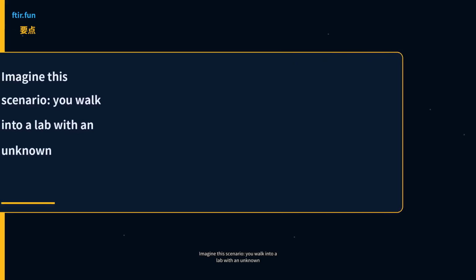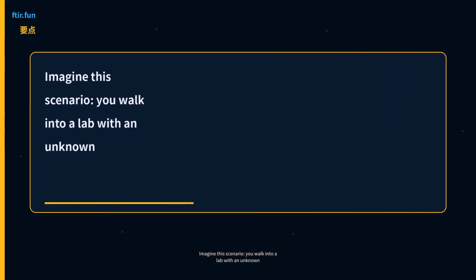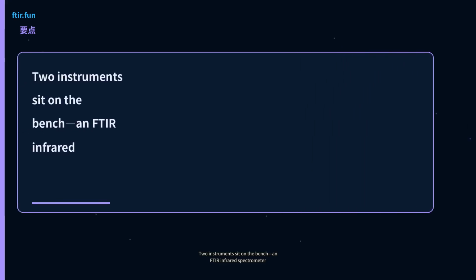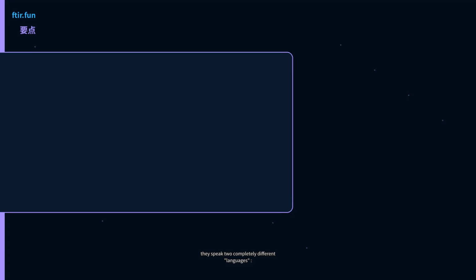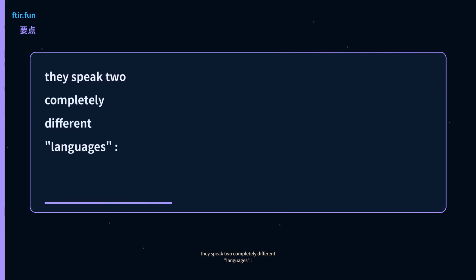Imagine the scenario. You walk into a lab with an unknown. Two instruments sit on the bench: an infrared spectrometer and a Raman spectrometer. Which one do you choose? This is not a trivial question. Although infrared and Raman both probe molecular vibrations, they speak two completely different languages.